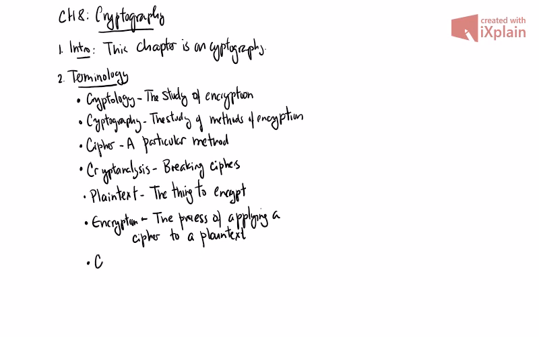So a cipher text, this is the result. This could be scrambled text or a scrambled image or something. And then decryption. This is the process of getting the plain text back.